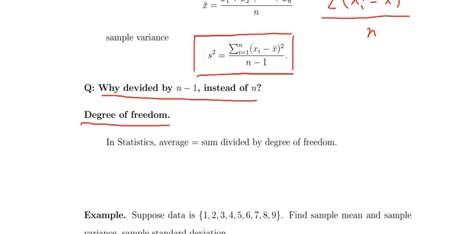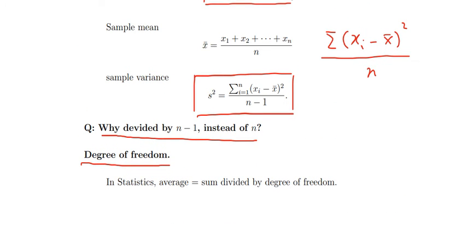So what is degree of freedom? Degree of freedom is how many numbers can change freely. Suppose we have these three numbers x1, x2, x3. Each one can change freely. So for those three numbers, the degree of freedom equals 3. Each one has degree of freedom 1, so in total the degree of freedom is 3.